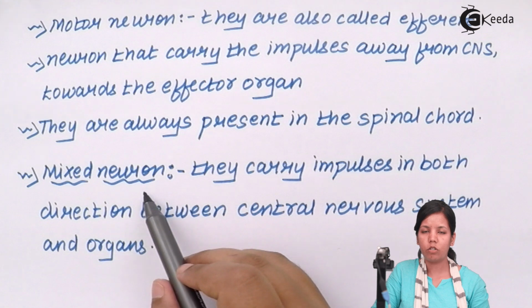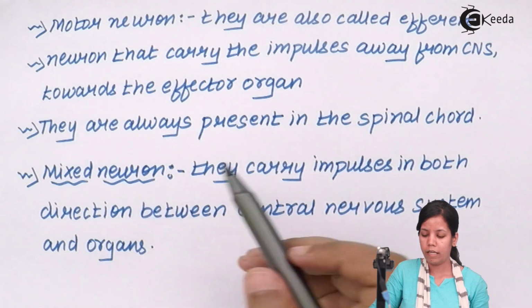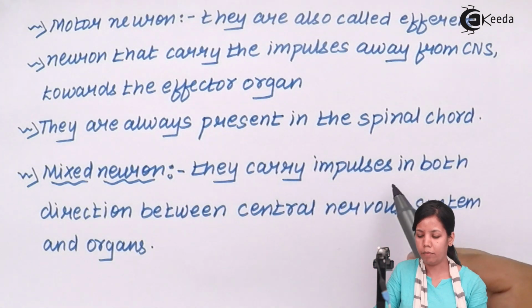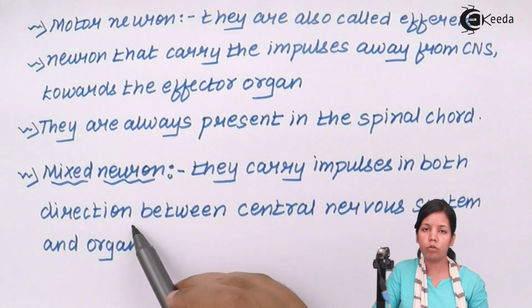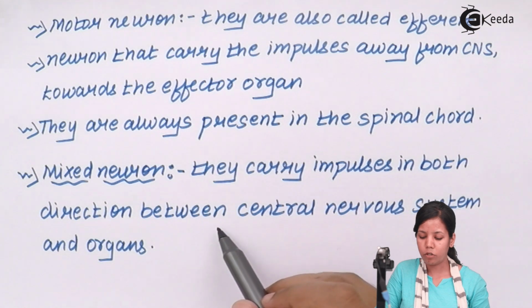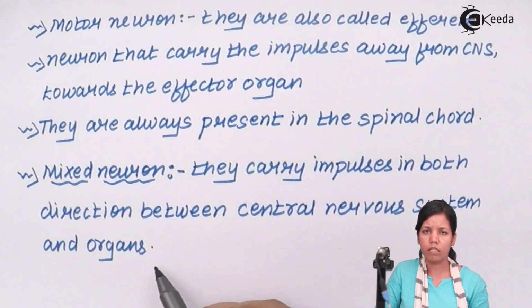The third type is your mixed neurons. Now, mixed neurons have something to do with the CNS and something to do with the organs. They carry impulses or information in both directions, or they are multipolar, if I could say it simply. They carry information between the CNS or central nervous system and the organs.